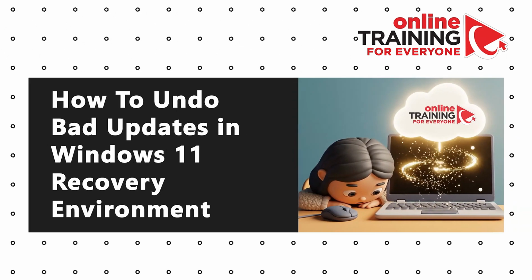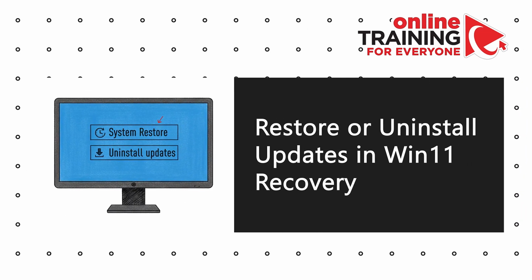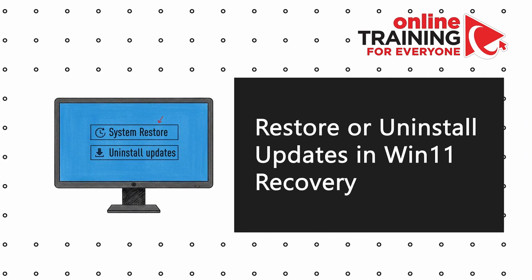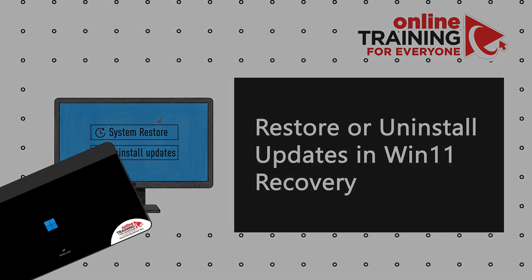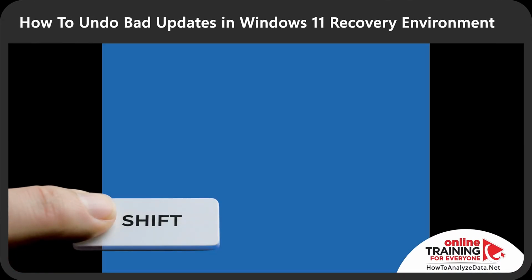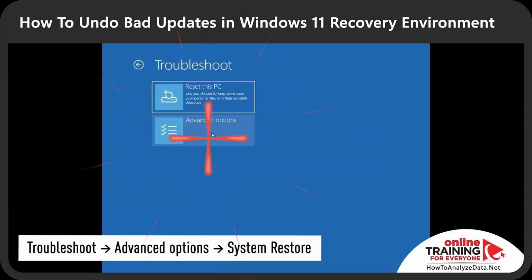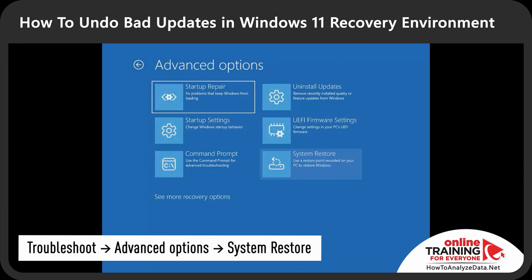Let me show you how to rewind changes when an update broke your PC, and we'll use System Restore and the Uninstall Updates feature from the Windows 11 recovery menu. To get into Windows recovery mode, you need to hold the Shift button during the boot process. Inside Windows recovery environment, we need to navigate Troubleshoot, Advanced Options, and then select System Restore.